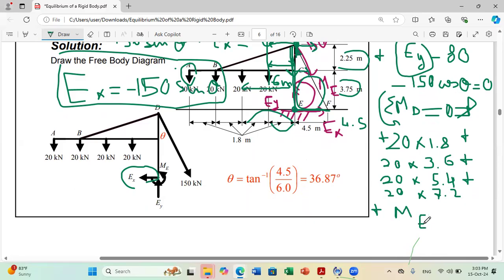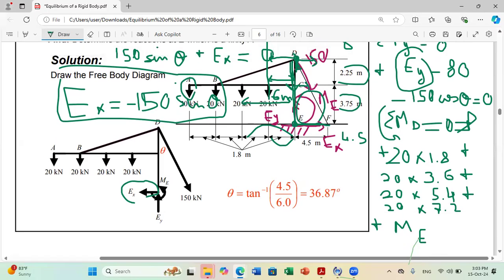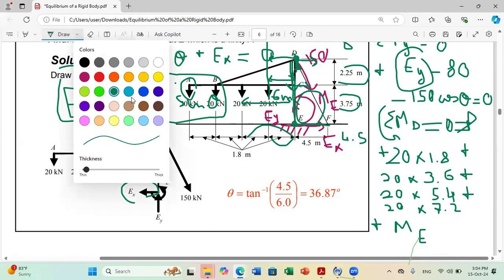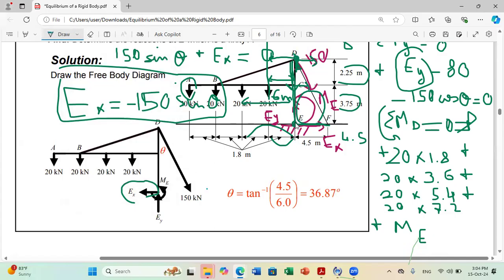And now I still have to take into consideration the moment of EX about D. To get this moment, let me say the following. This is my EX. Guys, it's true that you got EX negative, but on your figure, you didn't change it. So I will stick to this arrow, but when I replace EX in my equation, I replace it by minus 150 sine theta, okay?